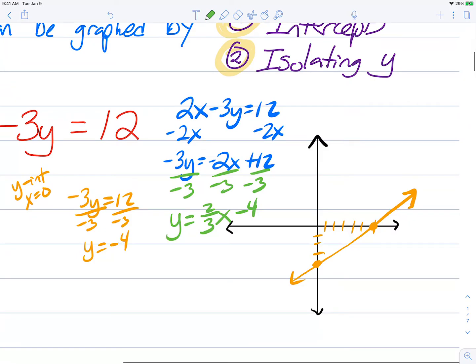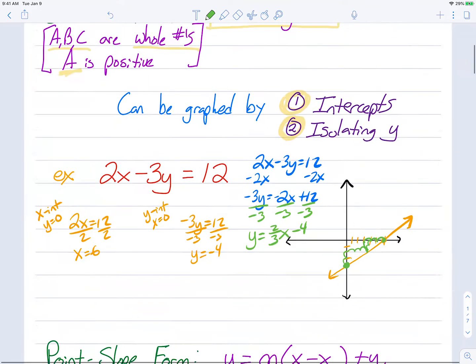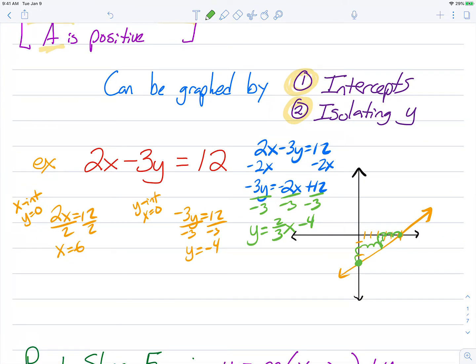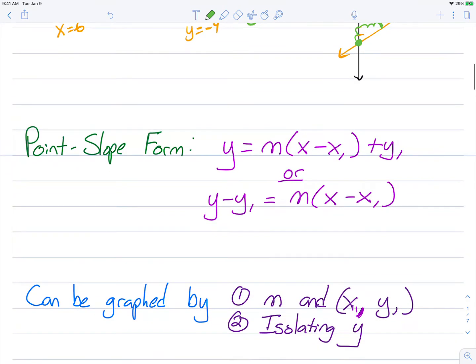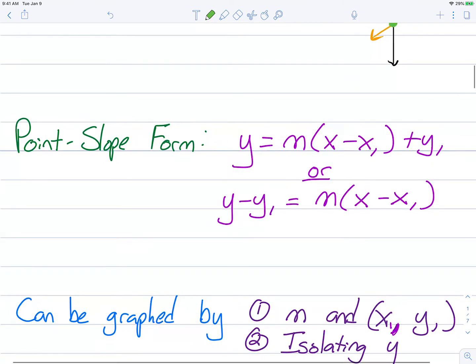Now if we look at the way we already graphed, the y-intercept is -4, which is where we started. My slope is up 2 over 3. If I was a little more accurate, it would be correct. So if I did up 2 over 3, from there, 1, 2, 3, it is the same line. If I had graph paper, it would look better. So it doesn't matter which form you prefer, intercepts or isolating y, that is how you would graph from standard form.